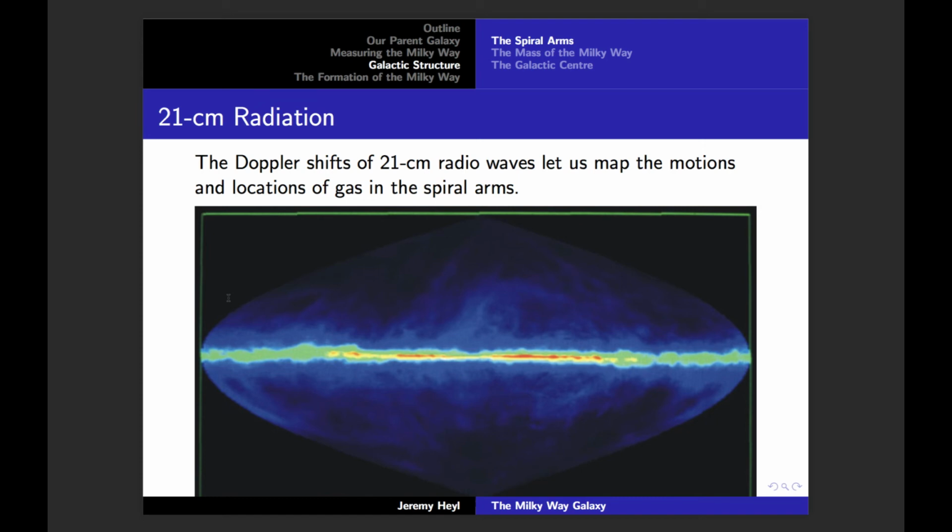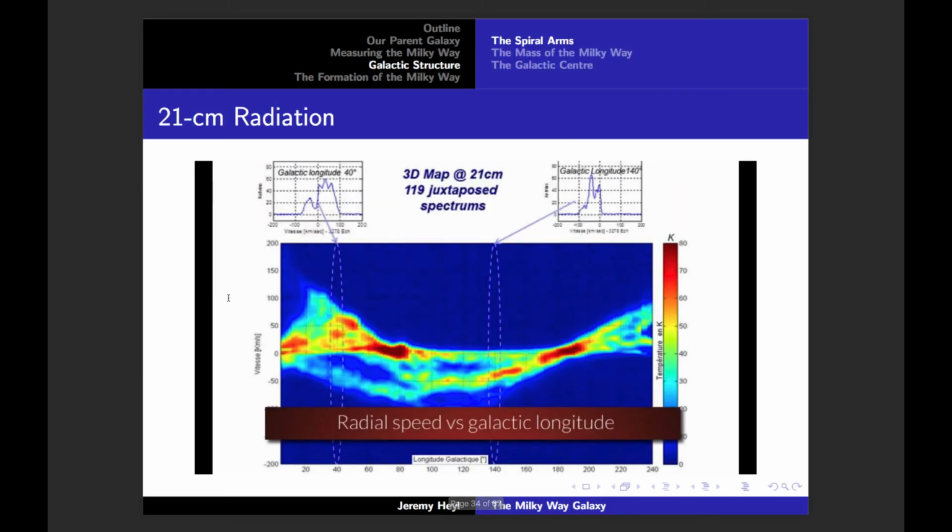Okay. But in each of these directions, we can also measure how fast the gas is moving. So that's what shows here. If we look along the plane of the galaxy, we can measure at each direction the velocities of the gas. Some gas is faster, some gas is slower. Just to give you an idea, what you actually measure in a given direction is how much gas is moving at different velocities, which is what's plotted here in color.